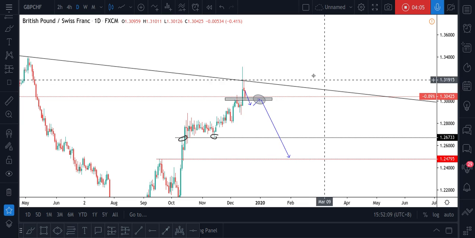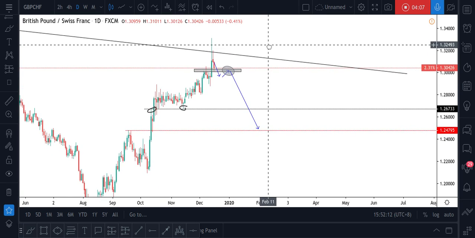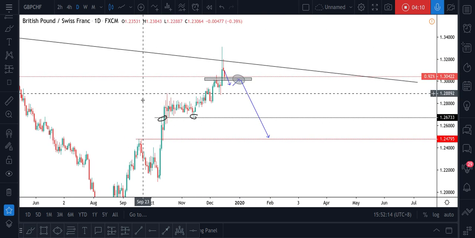This is a good risk to reward trade, and we will be looking on the 4-hour time frame for a good entry in this area.